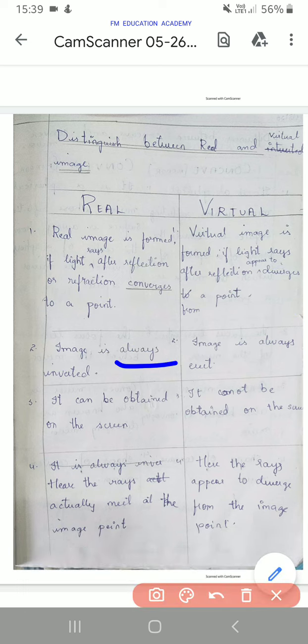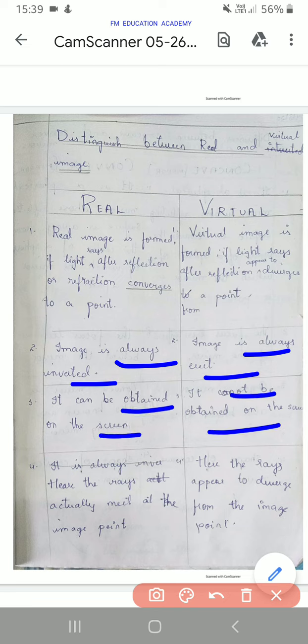Then here we have: a real image is always inverted. In a virtual image, the image is always erect. A real image can be obtained on a screen. A virtual image cannot be obtained on a screen. In a real image, rays actually meet at the image point. In a virtual image, rays appear to diverge from the image point.